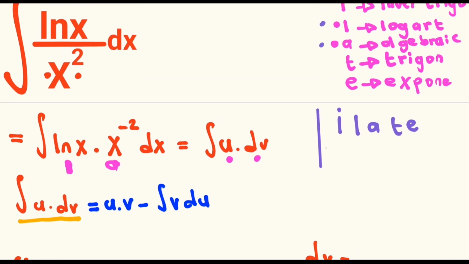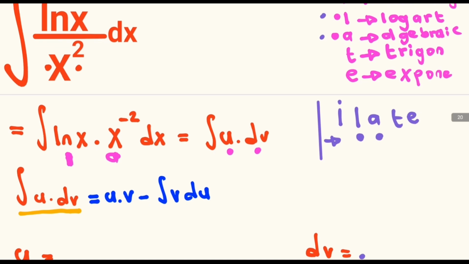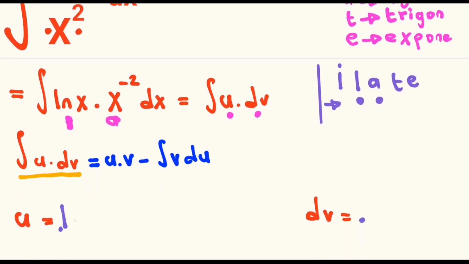The first letter that we come across going to the right is the L, and the other letter is the A. So the L represents the logarithmic function, the ln x, and the A stands for the x raised to the power negative 2. So the L came first, so the ln x will be equal to the u, and the A came later, so the x raised to the power negative 2 represented by the A will be equal to the dv.